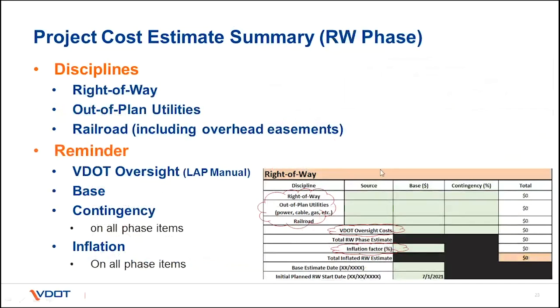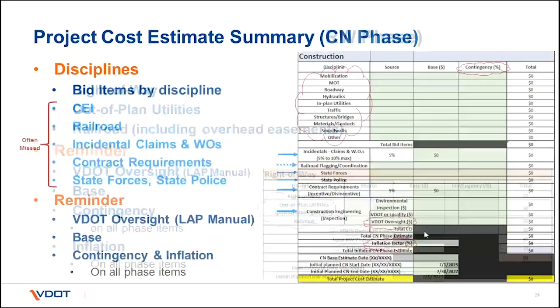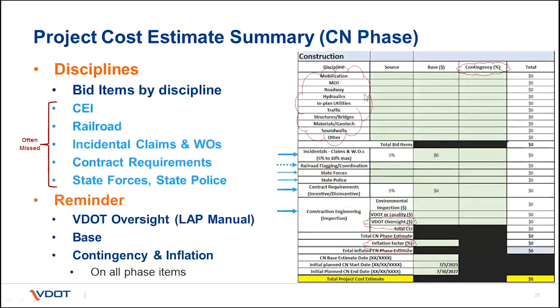Right-of-way has three disciplines identified: right-of-way itself, out-of-plan utilities, as well as railroad. Again, just picking up the VDOT oversight, the inflation, and the contingency, making sure those are covered in the right-of-way phase as well. And then finally, and this is my last slide, is the construction phase.